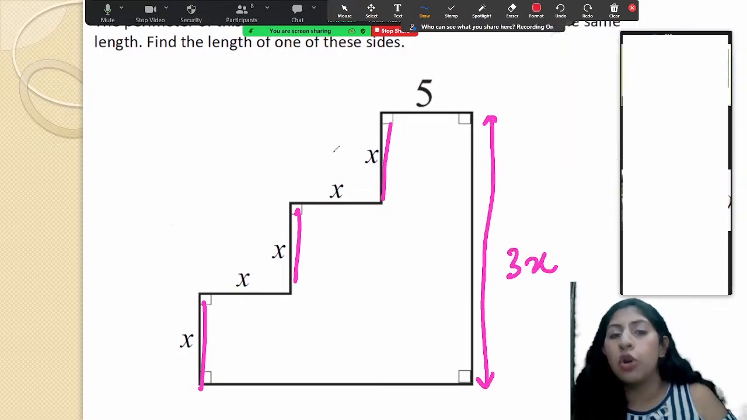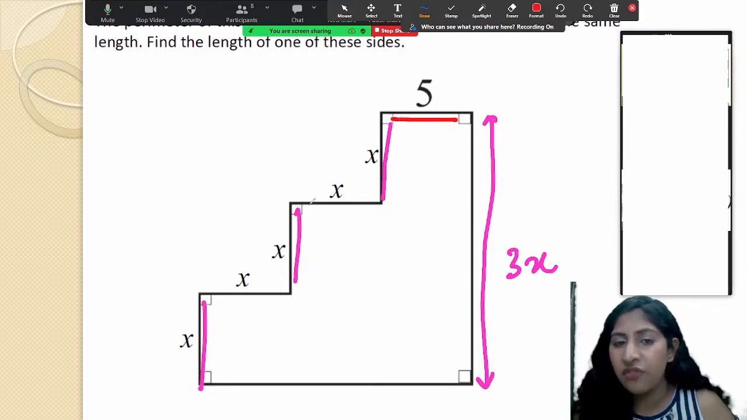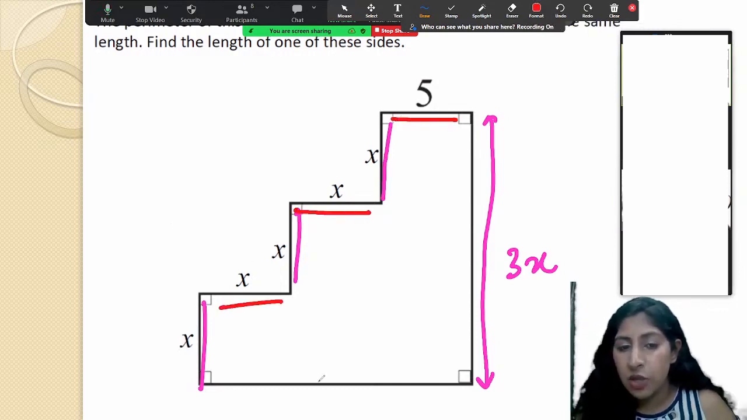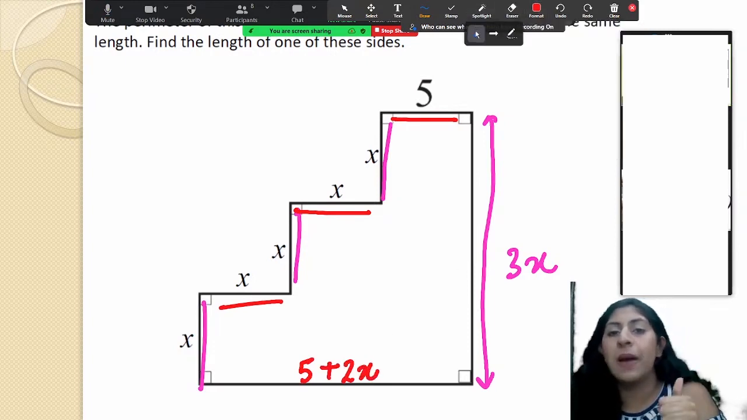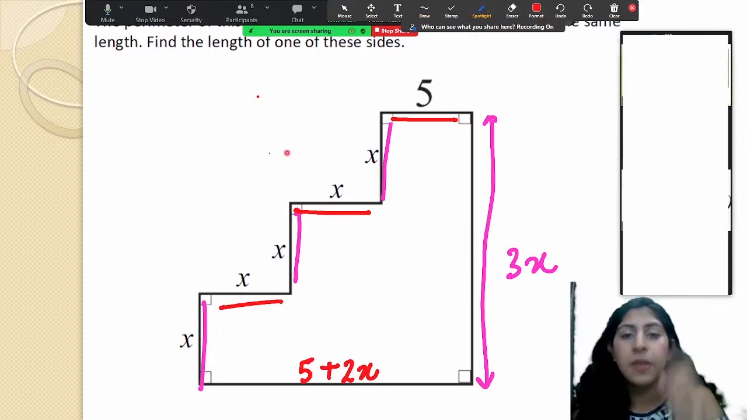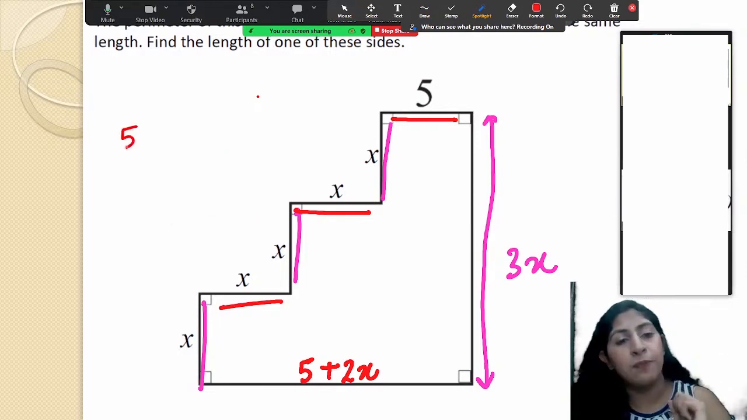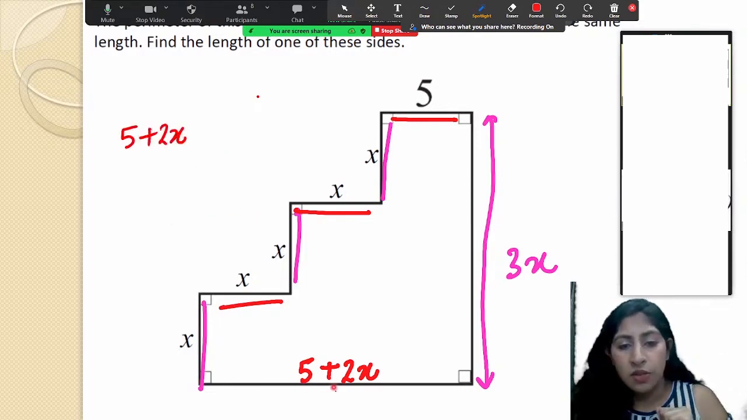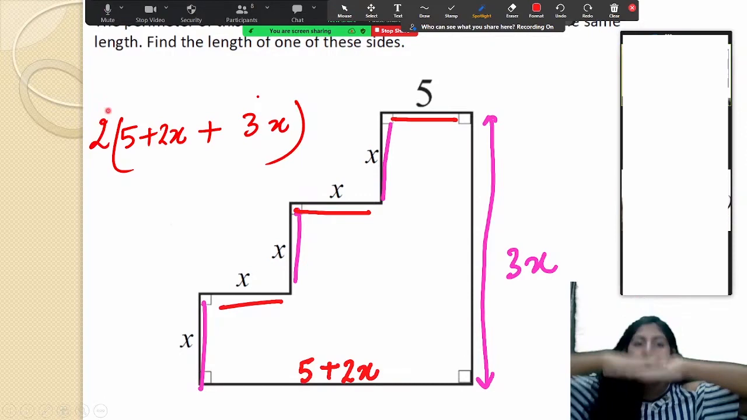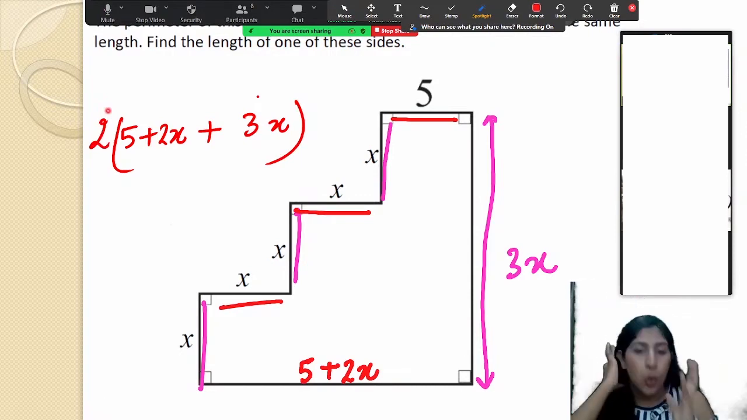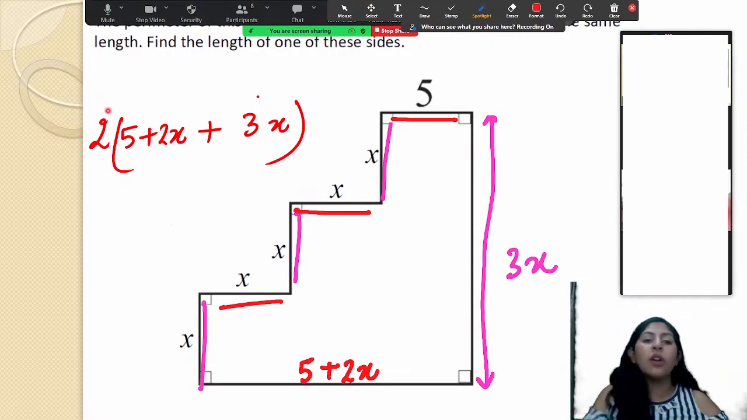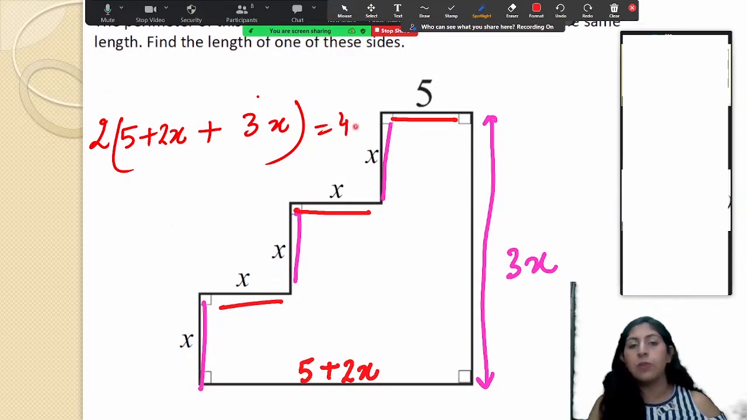Similarly, if you consider the horizontal sides together, this is 5 and x and x, so 5 plus 2x. On the bottom side I get 5 plus 2x, then x plus x plus x, which is 3x. Length and width are counted twice, right? So the perimeter is given to be 40.